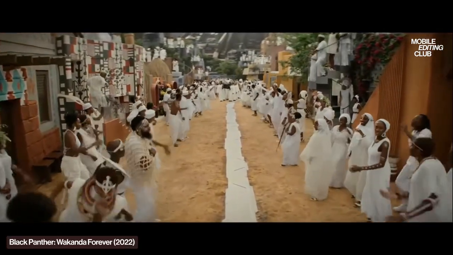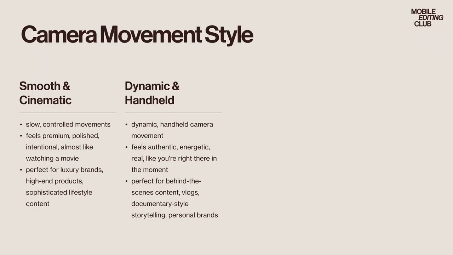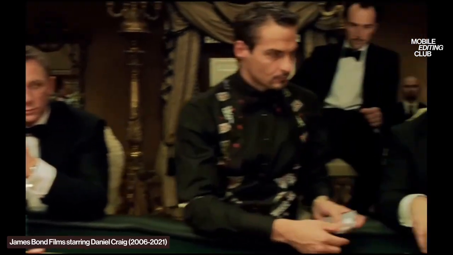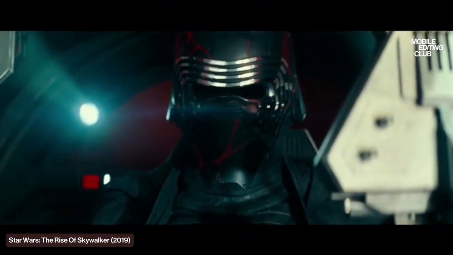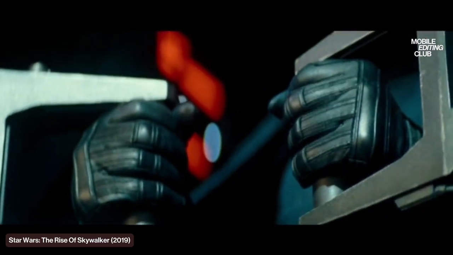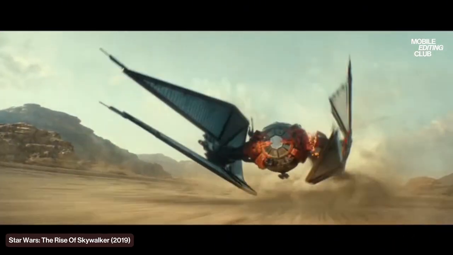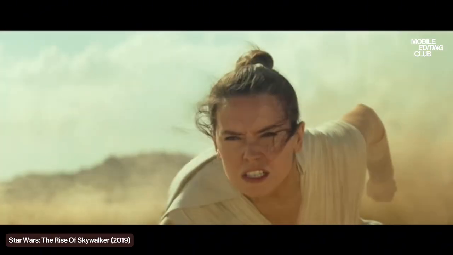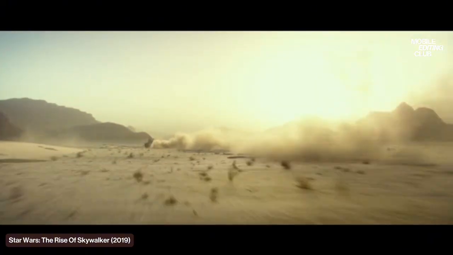Now let's go to the opposite, dynamic, handheld camera movement. This is natural camera shake, following action as it happens, reacting to moments in real time. This style feels authentic, energetic, like you're right there in the moment. It's not perfectly smooth because real life isn't perfectly smooth. There's movement, there's life, there's energy. This is perfect for behind-the-scenes content, documentary-style storytelling, personal brands, or any content where authenticity matters more than polish. The key here is that it feels alive and unscripted, not overly produced or perfect.